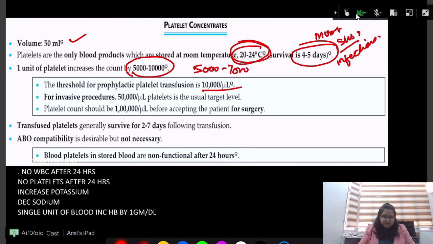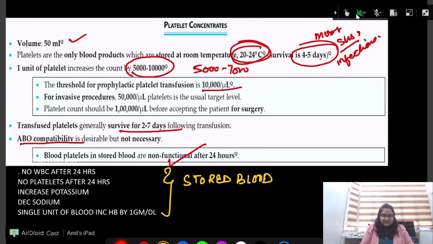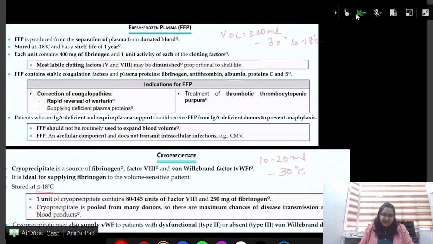Next, transfused platelets generally survive for 2 to 7 days, and ABO compatibility is desirable but not necessary. Blood platelets in stored blood are non-functional after 24 hours. Now everyone, in stored blood, we see no WBCs after 24 hours, no platelets, they die after 24 hours. We see increased potassium, decreased sodium, and a single unit of blood increases hemoglobin by 1 gram per deciliter.